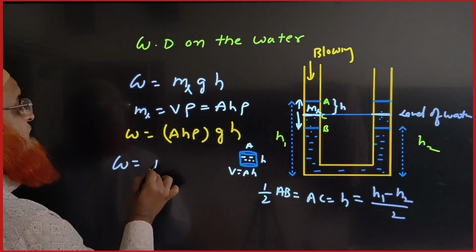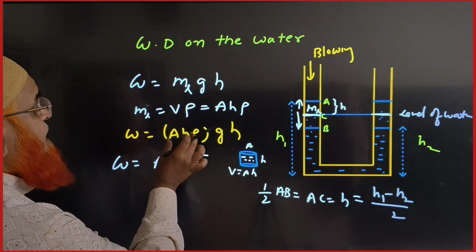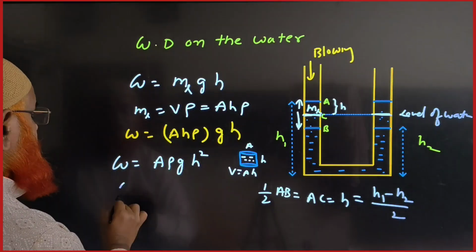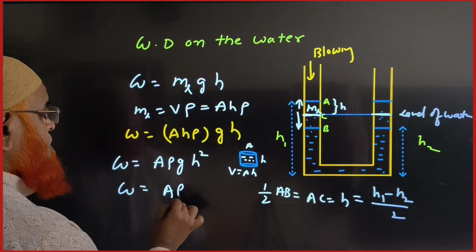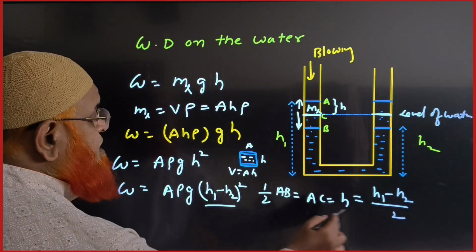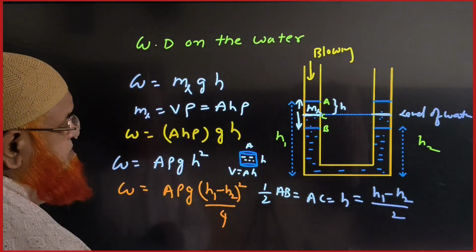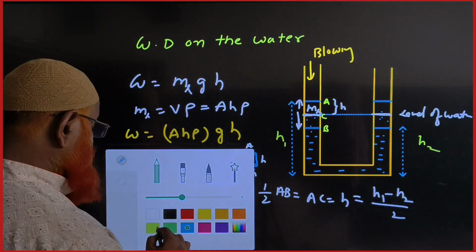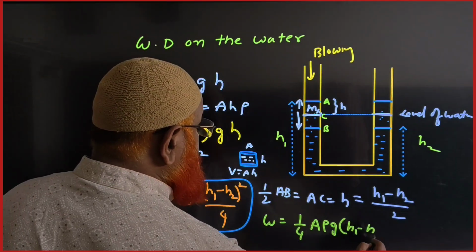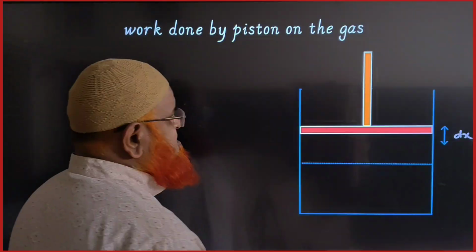So what is the work done here? Rho G into H square. Okay, A rho G into H square. So W work done is nothing but A rho G, H square means (H1 minus H2) whole square divided by 4. Okay. So ये हो गया इसका फाइनल फॉर्मूला, और इसको थोड़ा सिंप्लीफाई करके और भी लिख सकते हैं, G (H1 minus H2) whole square. Okay, this is the work done. This is the basics. Next is here.